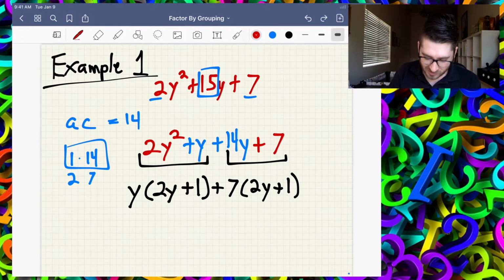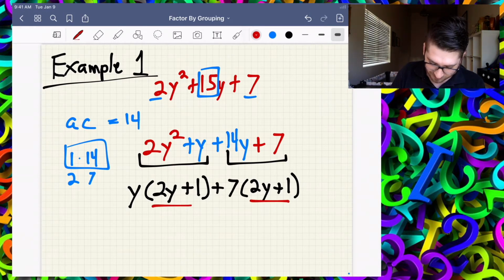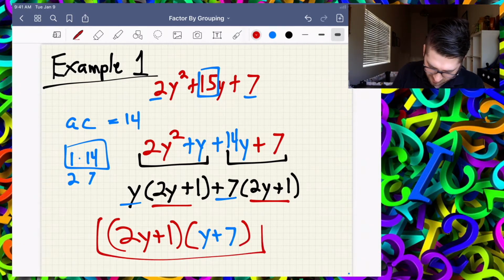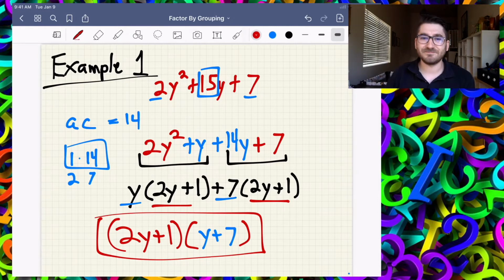So now if we take a look at our resultant polynomial, we have two terms, 1 and 2, and they both have a common factor of 2y plus 1. So we're going to factor one more time. We're going to factor out what they have in common, 2y plus 1. And when we factor that out, what we're left with is y plus 7. And this is going to be our final factored form.